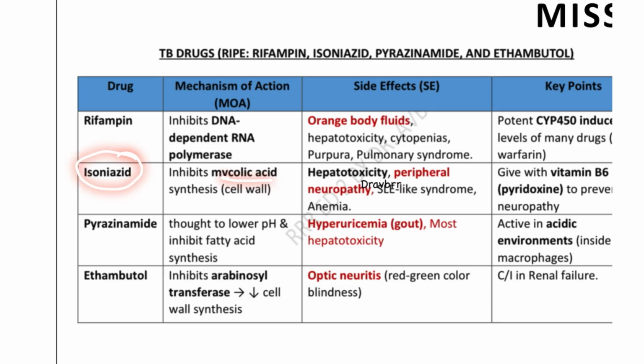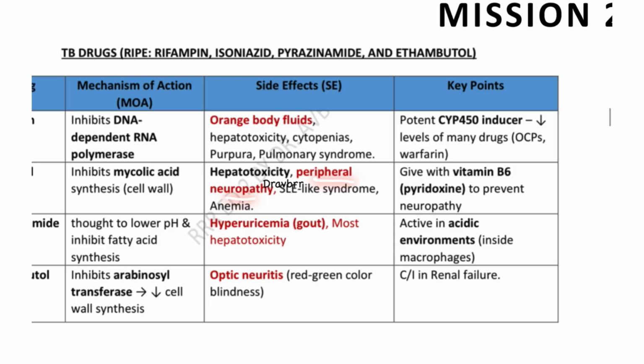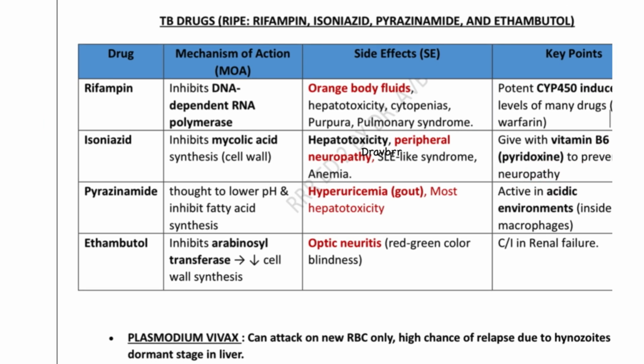Isoniazid will inhibit the cell wall synthesis such as mycolic acid, and cause peripheral neuropathy, SLE symptoms, anemia and hepatotoxicity. Why anemia? Sideroblastic anemia, which will inhibit the ALAS synthase pathway. And also vitamin B6 should be given for the prevention of the B6 deficiency.